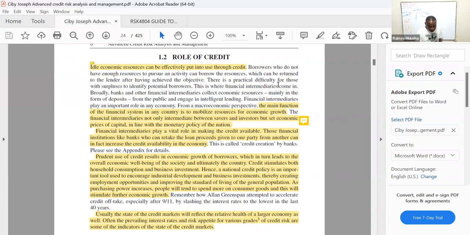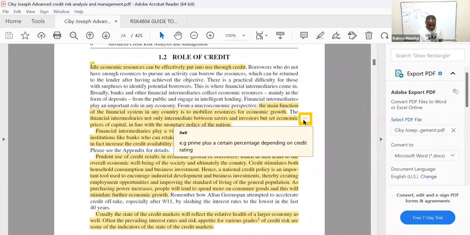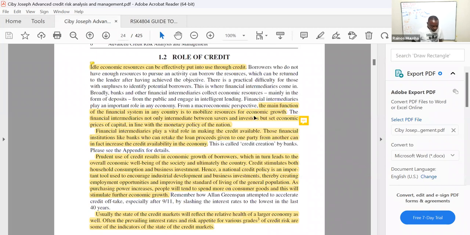So here they say, from a macroeconomic perspective, the main function of the financial system in any country is to mobilize resources for economic growth. So the financial intermediary not only intermediates between savers and investors, but also sets economic prices of capital in line with the monetary policy of the nation. So which means, in this case, they say, financial intermediaries play a vital role in making credit available. Those financial institutions like banks, who can recheck the loan process given from one party to another, can in fact increase the credit availability in the economy.